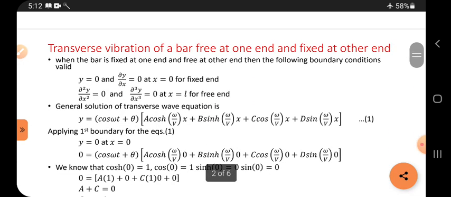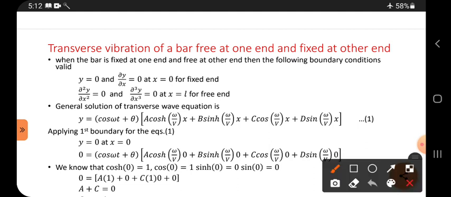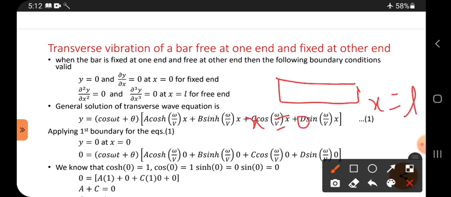So today's topic is transverse vibrations of a bar free at one end and fixed at the other end. See the diagram of this. Let it be a bar having two ends. The first end we generally denote at x equals 0, and the second end is at x equals L. That means the length from here to here is L. That is the meaning of this.